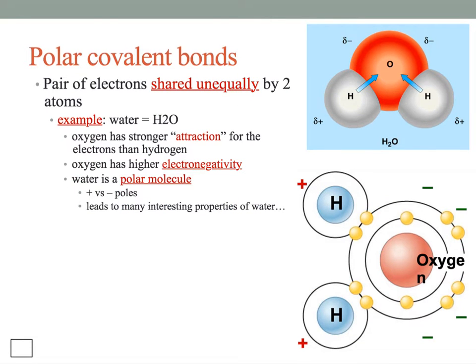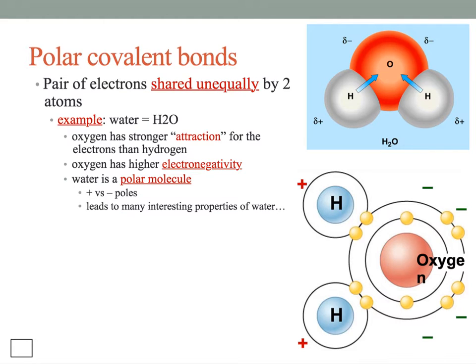So we also call this polar covalent bonds. So the two hydrogen atoms share electrons with oxygen, but it's unequal. Ready for this to blow your mind? Okay. Electrons don't stay in those orbitals. They bounce all over the place.